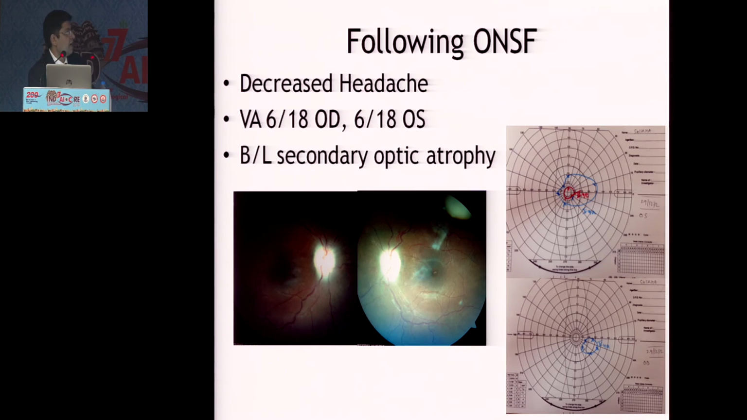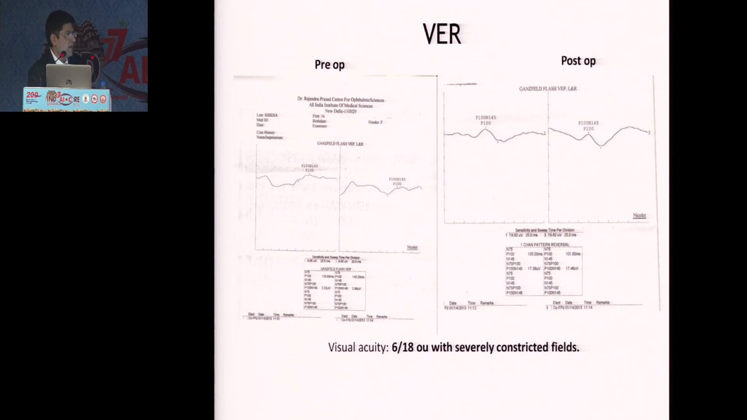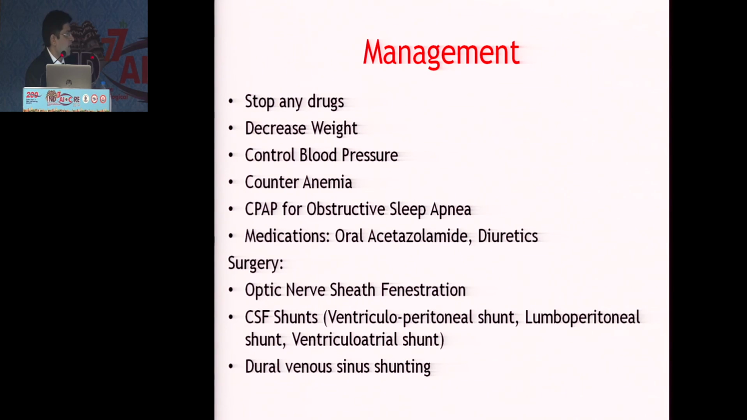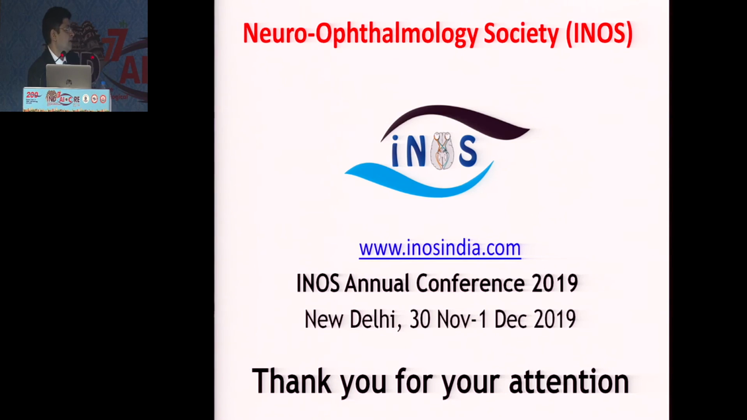And following this, our patient, which we started off with, improved after optic nerve fenestration, so much so that the vision was about 6/18 and a field was possible. You can see the improvement in VER also. So management is medical management unless it's progressing despite that, and then you plan for surgery.